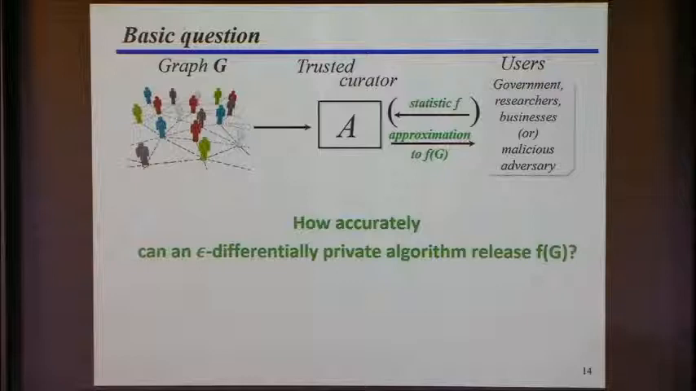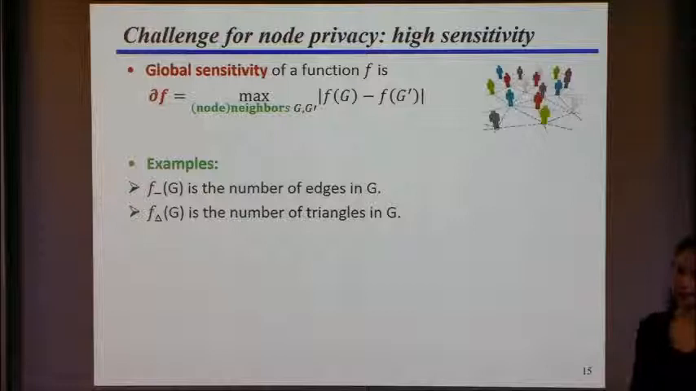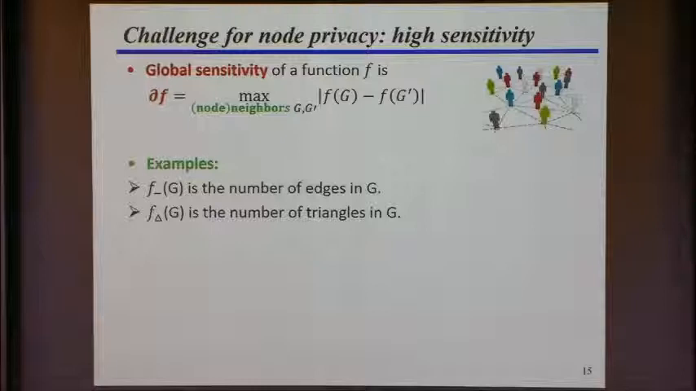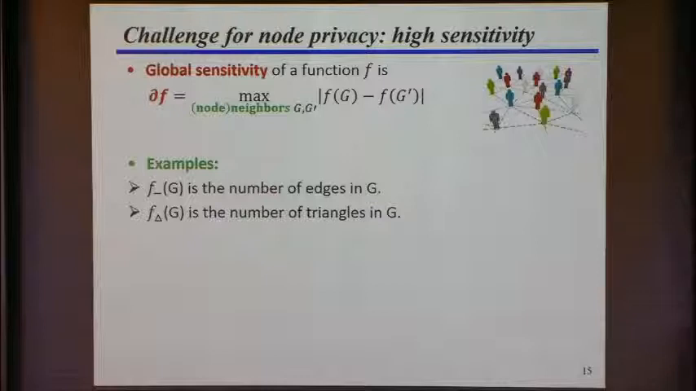And in some places, the modifications are very clear, you just add less noise, because you want edge differential privacy. Okay, so what is the challenge for node privacy? Why did it take a while for us to think of the first node private algorithms? One of the things is that basically in the worst case we cannot get good noise, but it's true also about edge privacy. So here things seem to be a little more challenging.